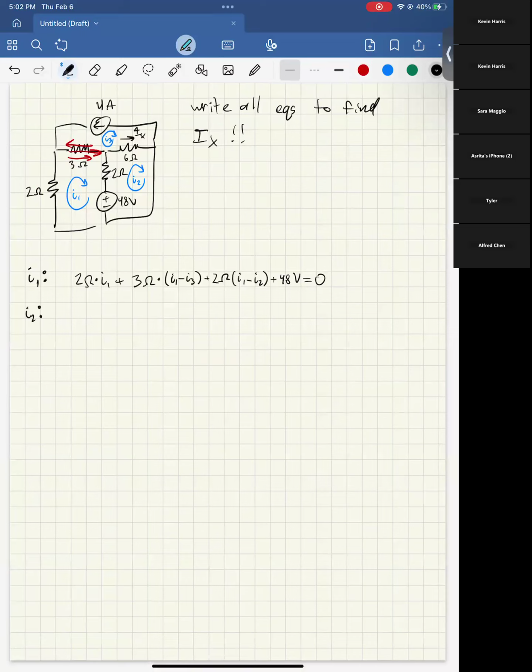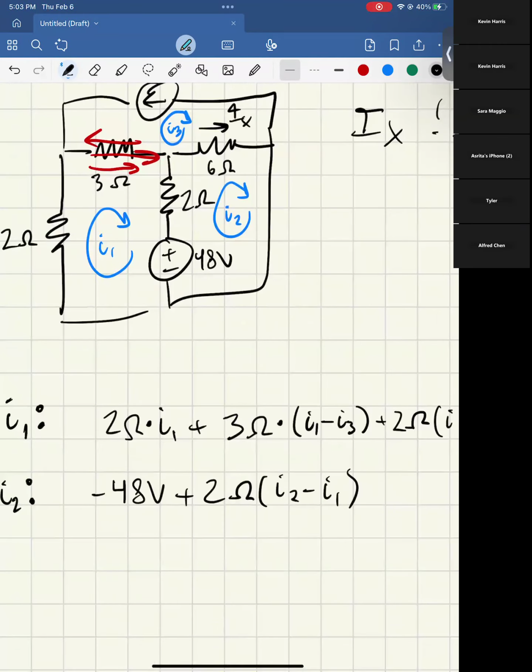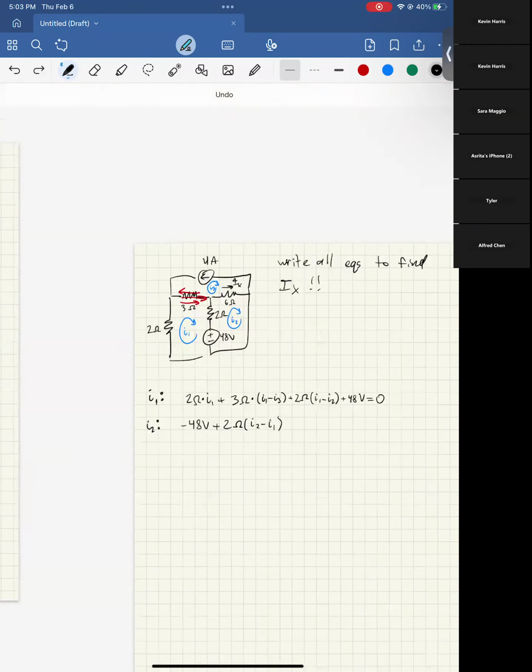For I2, we do basically the same thing. I'll start with the 48 volt source. Now, since the current is going in the other way, relative to the voltage rise or drop, this is now going to be a minus 48 volts. That 2 ohm resistor is now the opposite of what we said before. Now it'll be I2 minus I1, since from the perspective of I2, I1 is the one going backwards. So I1 would be the negative one.